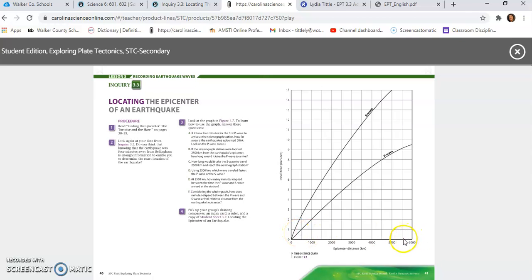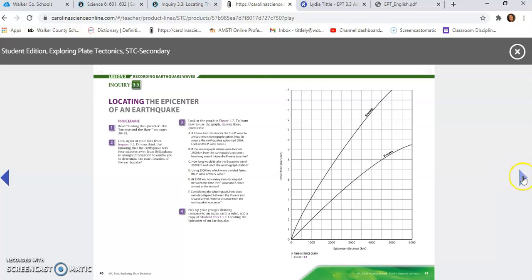For example, right here at 0, there's not much difference in time between the P wave and S wave. But if we go way out here to 6,000, there is a greater distance between where the P wave and the S wave would be. So the farther you are from the earthquake's epicenter, the more minutes there are between the arrival of the P wave and S wave.